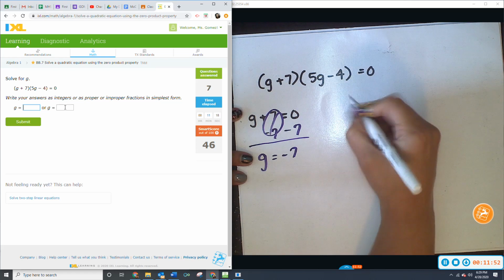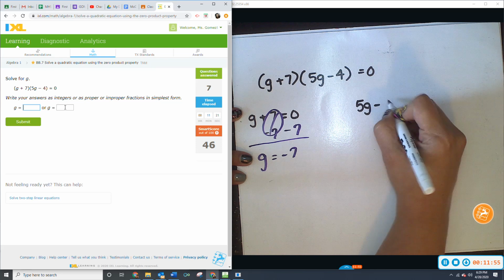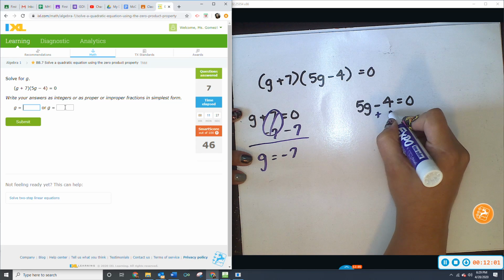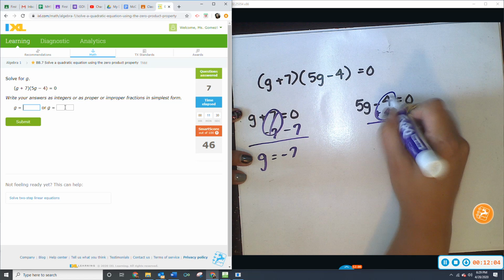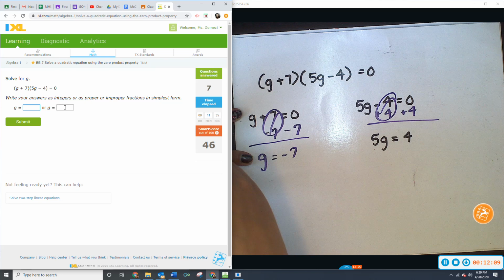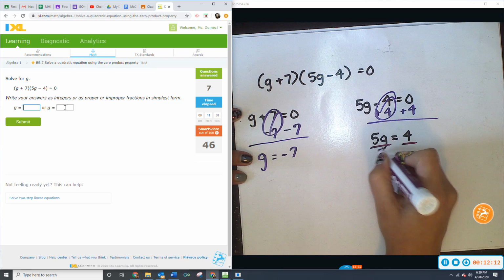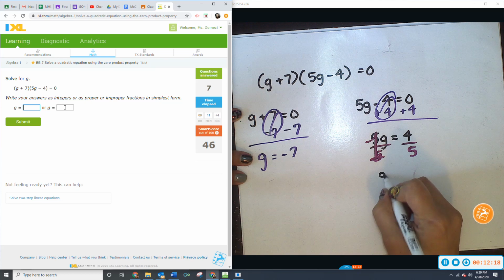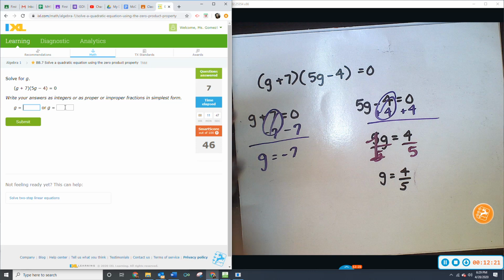But then we have 5g minus 4 is equal to 0. Let's remove my constant by adding 4 to both sides. Eliminates. 5g is equal to 4. Let's reduce this. Reduce to 1. And then g is equal to 4/5. Hope to God I write this correctly. There we go, negative 7 and 4/5. There we go. All right.